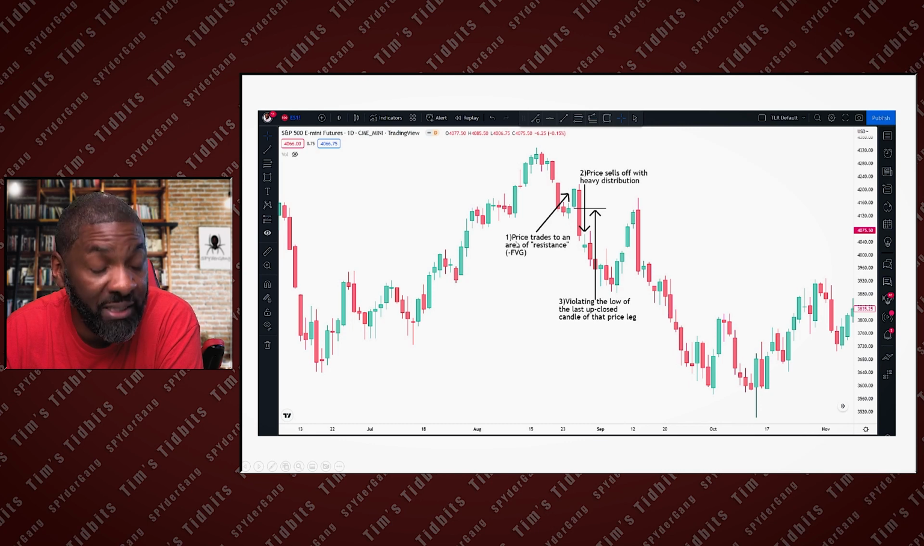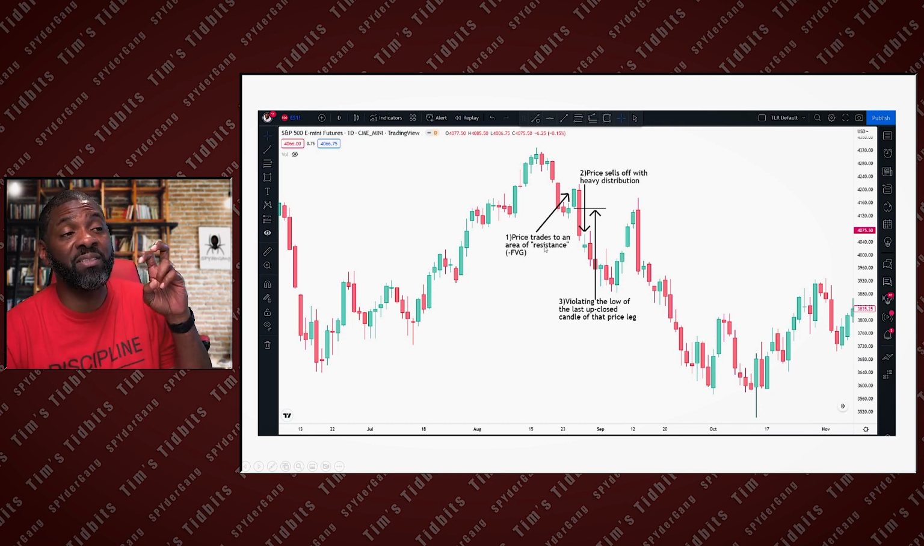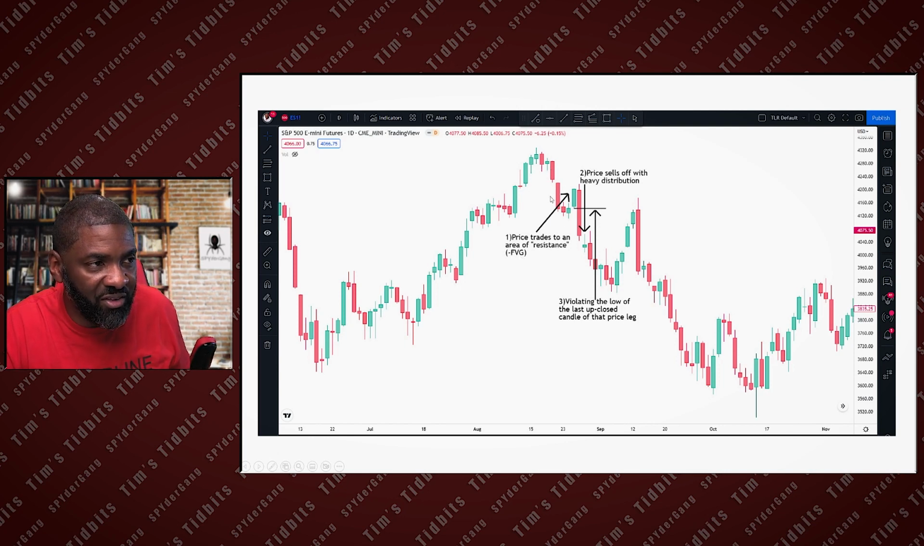So price trades up to an area of resistance. In this case, it's a bearish fair value gap, right? Here's the bearish fair value gap right here. Candle 1 and candle 3 don't share price. So price trades up to a bearish fair value gap, met with it, and price sells off with heavy distribution, right? Once price sells off with heavy distribution, take the last up close candle. Also remember what I said about the consecutive candles, you will have to take that into account. But since this is a nice beefy candle, I'm going with the last up close candle, but you still have to take that into account, right?